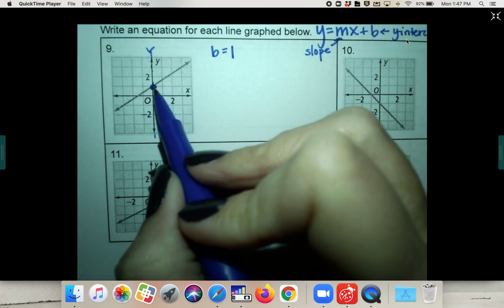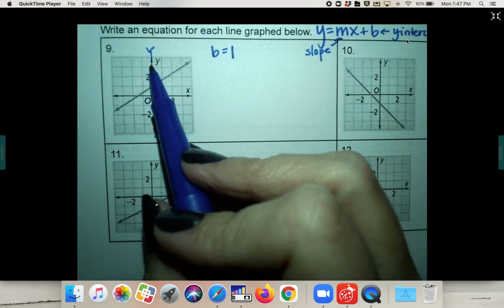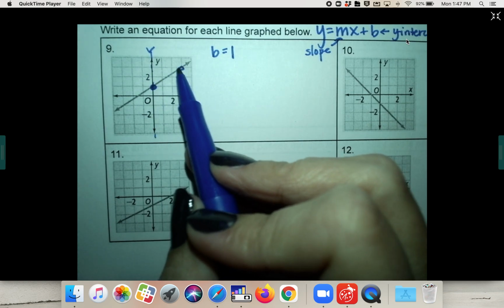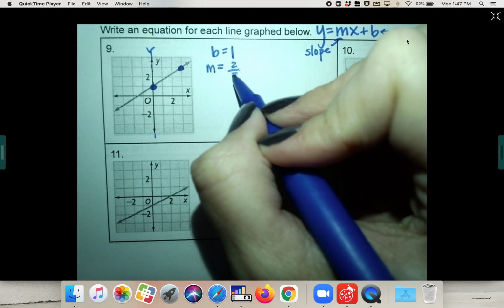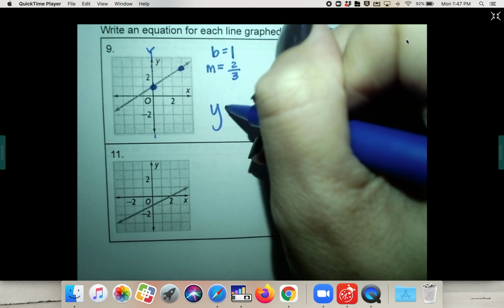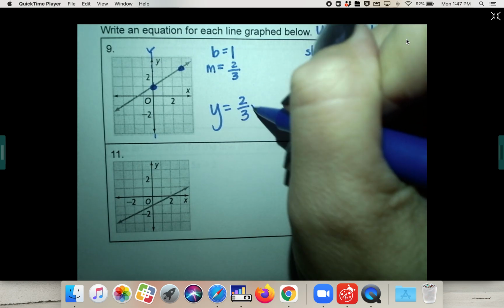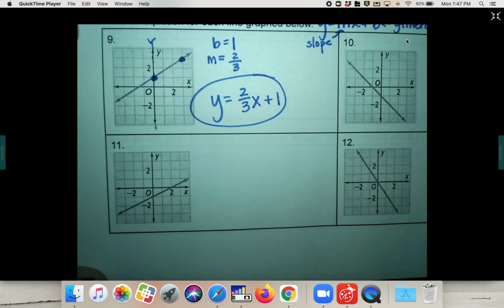Our slope is up 2 over 3, it looks like, up 2 over 3. So if our slope is up 2 over 3, then it's 2 over 3. And so put it all together, y equals 2/3 x plus 1. All right, let's try the next one.